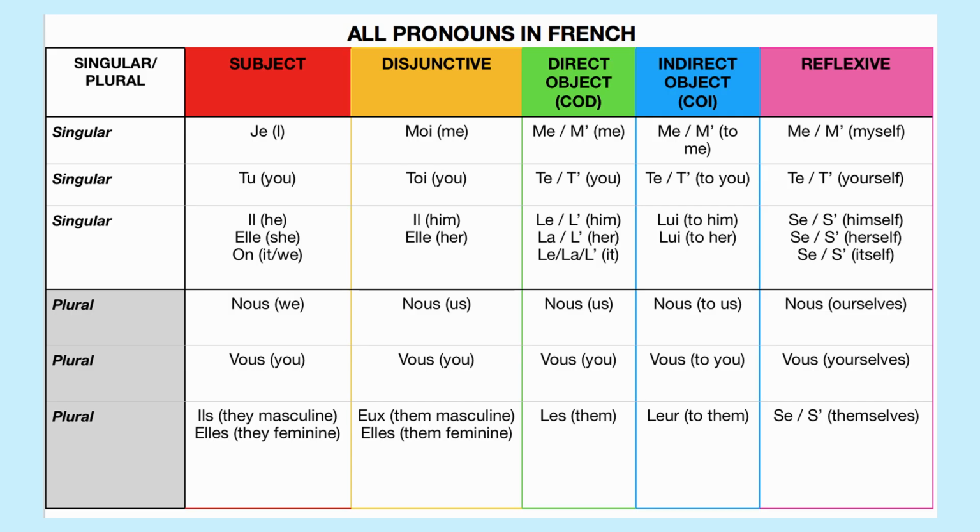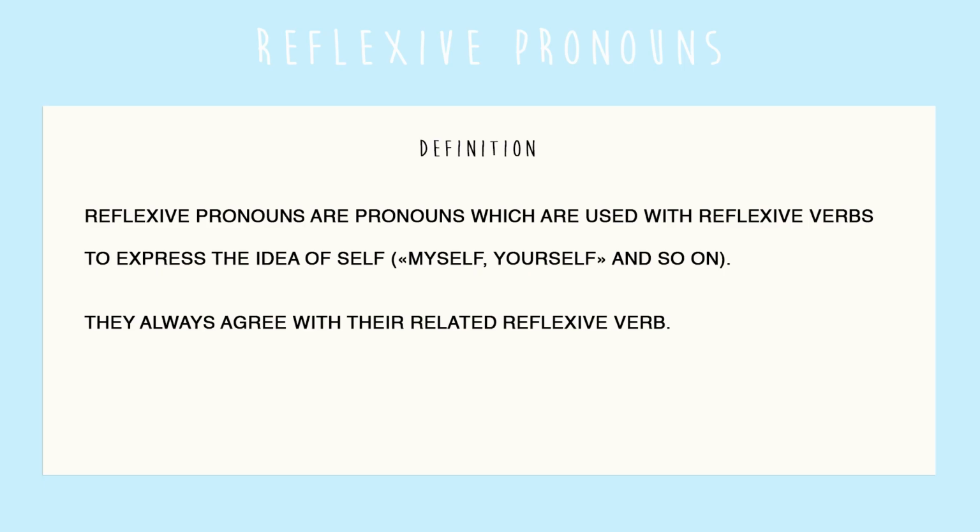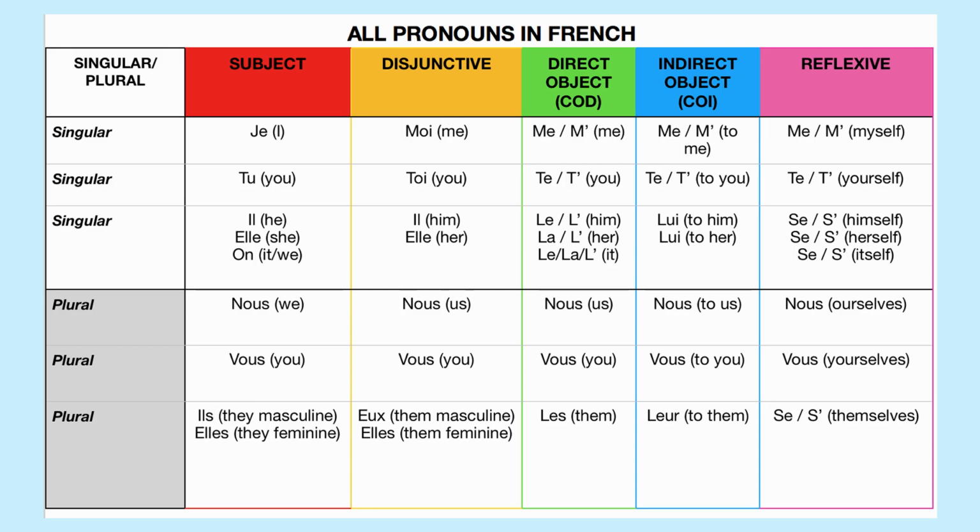Let's now look at the reflexive pronouns. Reflexive pronouns are pronouns which are used with reflexive verbs to express the idea of self, myself, yourself, and so on. They always agree with their related reflexive verb. Me, m', myself. Te, t', yourself. Se, s', himself. Se, s', herself. And se, s', itself. Nous, ourselves. Vous, yourselves. Se, s', themselves.